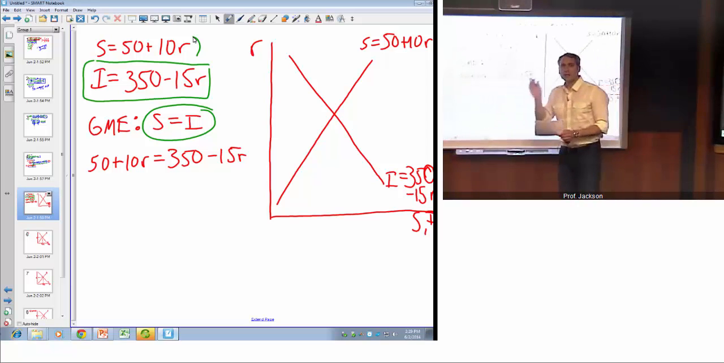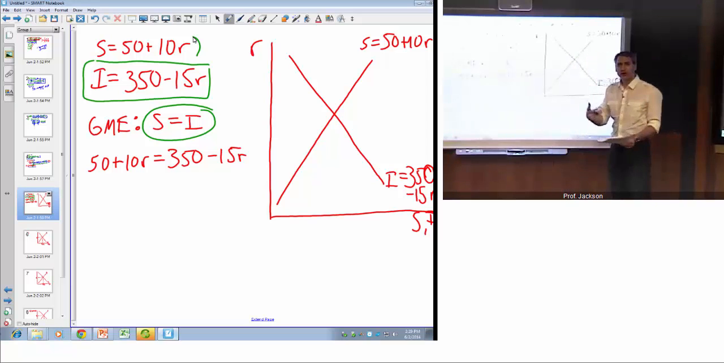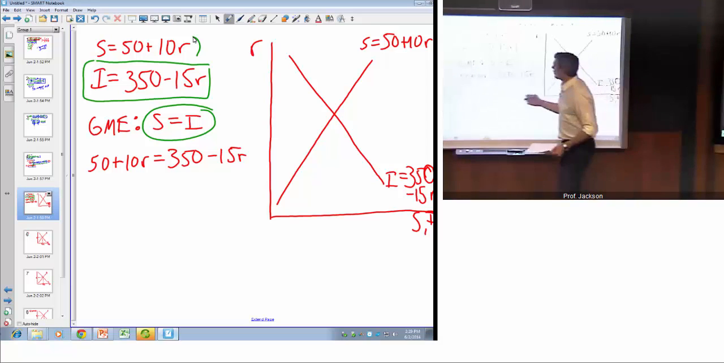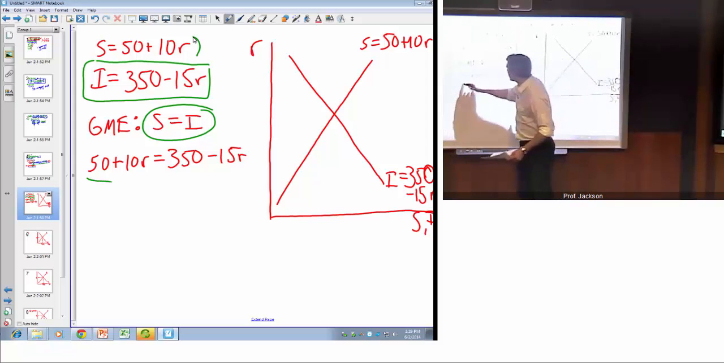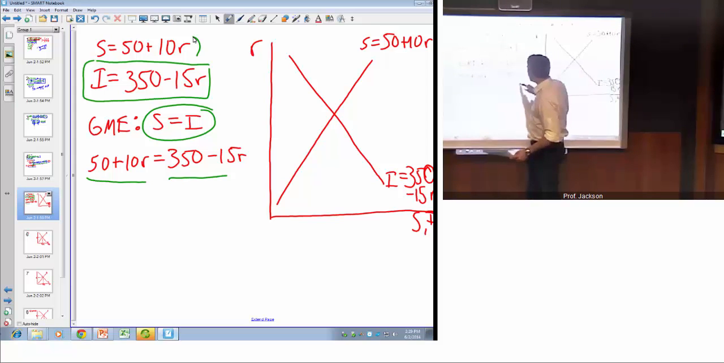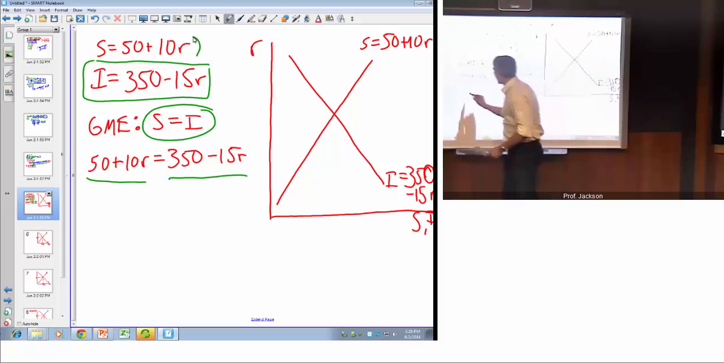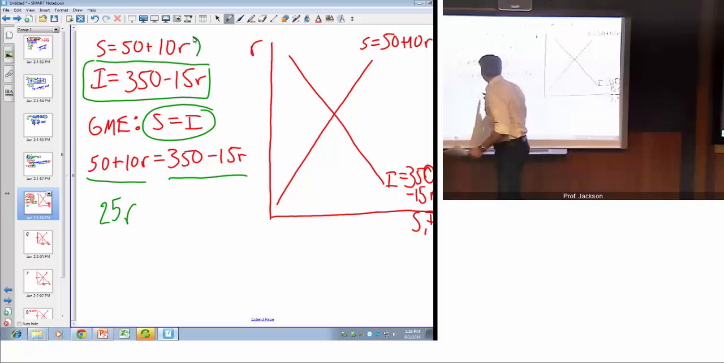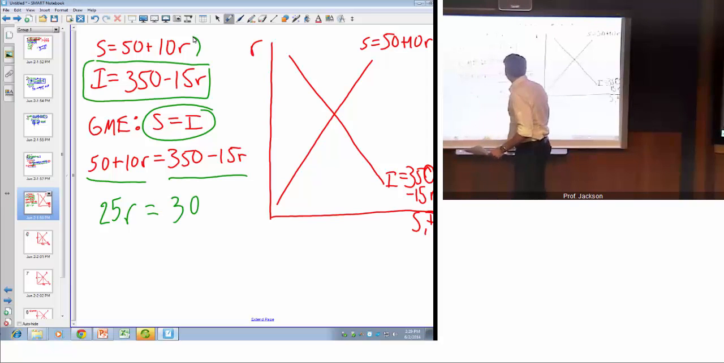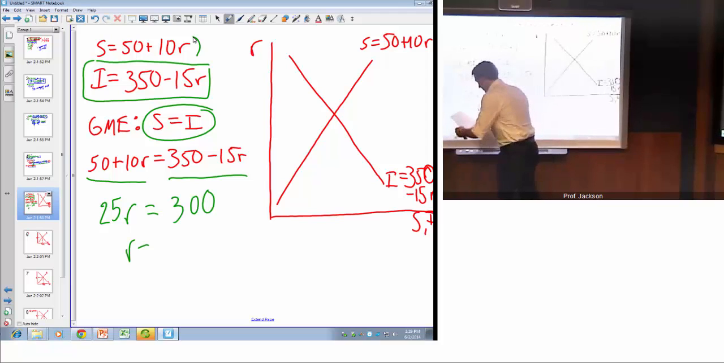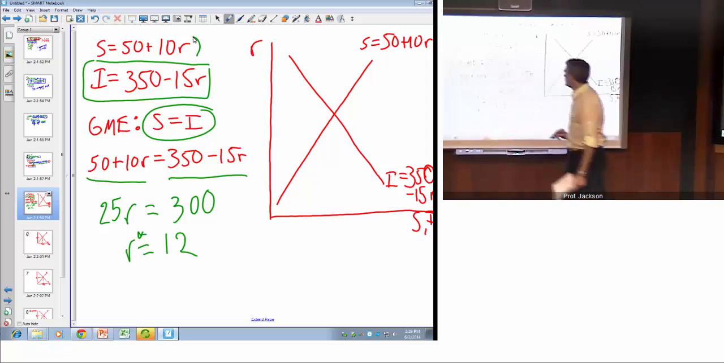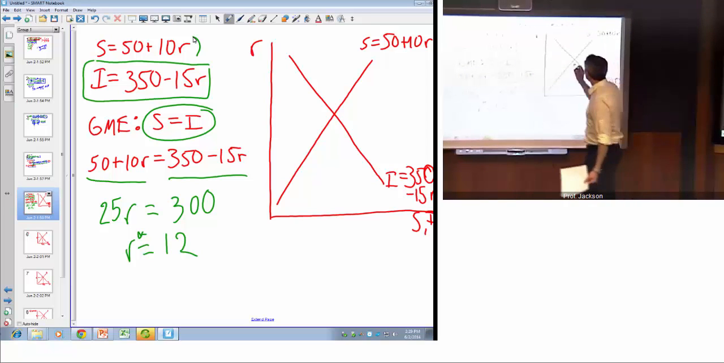Again, saving and investment, those are separate entities, but they're equivalent, they're equal to each other numerically in a goods market equilibrium. So essentially what we're doing is forcing a goods market equilibrium here. So the way that we solve for this is we simply set savings equal to investment and solve. So if we do a couple quick steps of math, it's pretty easy to see that the interest rate in equilibrium is going to be 12.